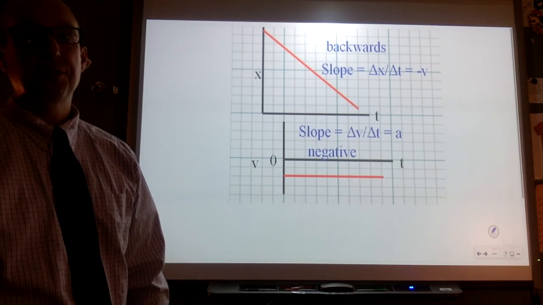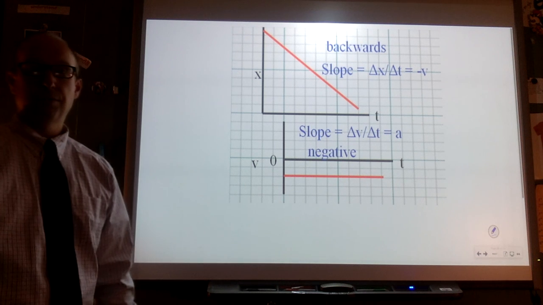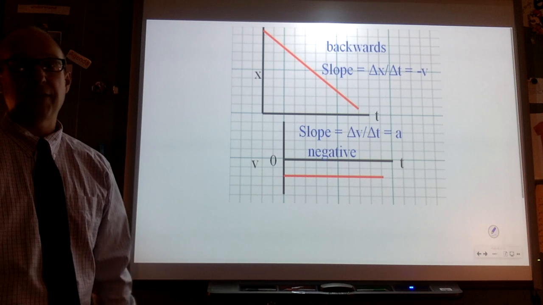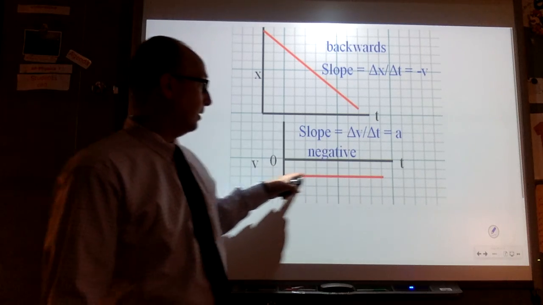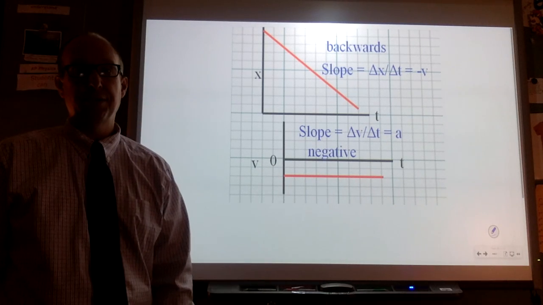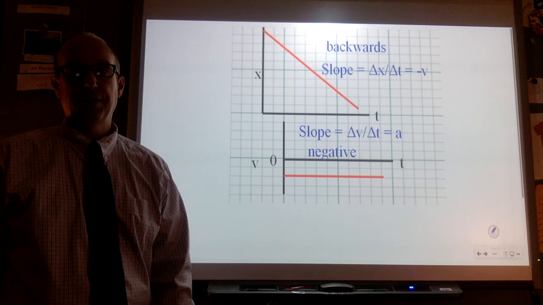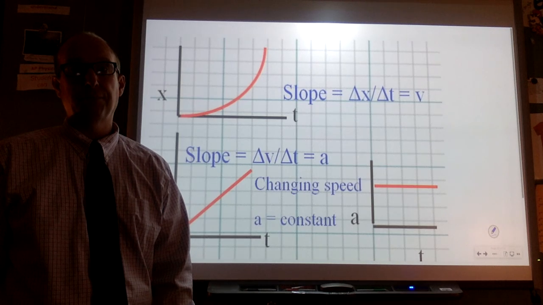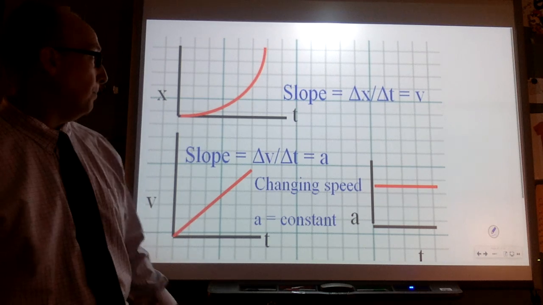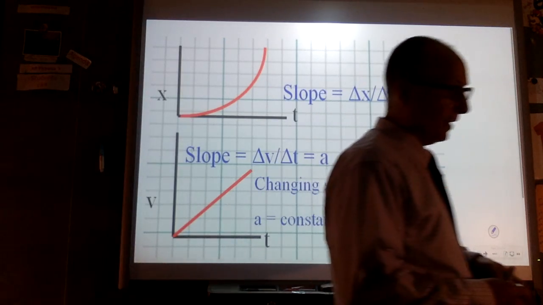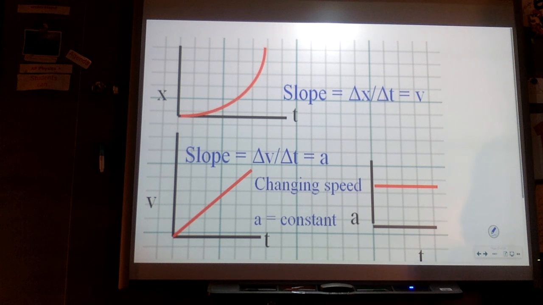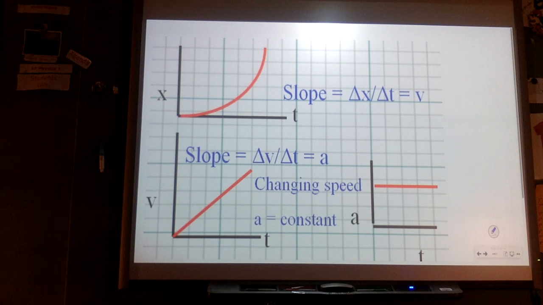Something going backwards is going to have a negative slope. It still isn't changing. It's still the same velocity, and it's a horizontal line here. Again, our acceleration is 0 because the slope is 0. Something that's speeding up, on the position time graph, is going to have a steeper and steeper line. If it's constant acceleration on the velocity time graph, it would just be a straight line. The slope of that line would give you the acceleration.